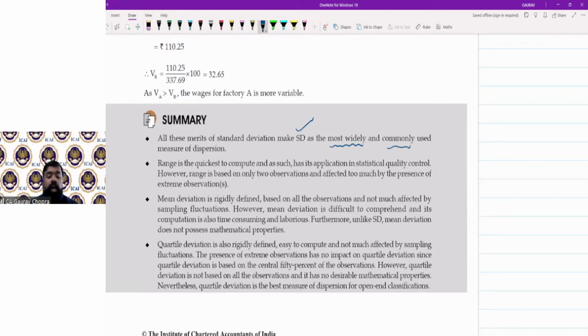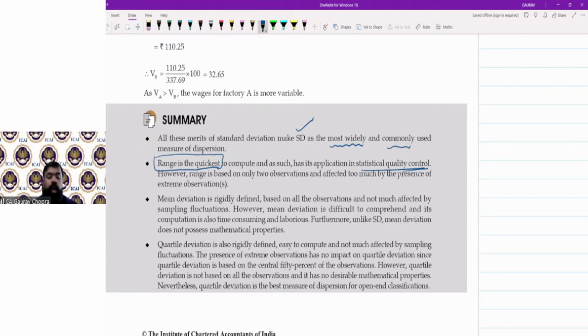Now, if it is asked which measure of dispersion is quickest to compute, the answer will be range, because we will simply do highest minus lowest. Where is the application of range? It is used in statistical quality control. जहां पर quality को हमें control करना है, वहां range का use होगा.